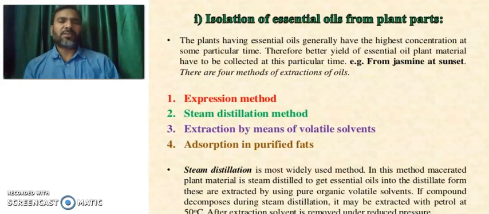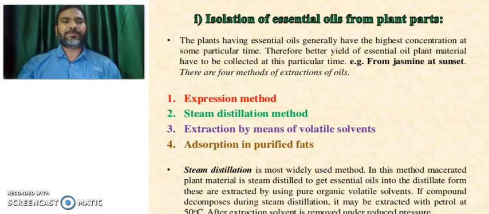These are extracted by using pure organic volatile solvents. If a compound decomposes during steam distillation, it may be extracted with petrol at 50 degrees Celsius. After extraction, the solvent is removed under reduced pressure.